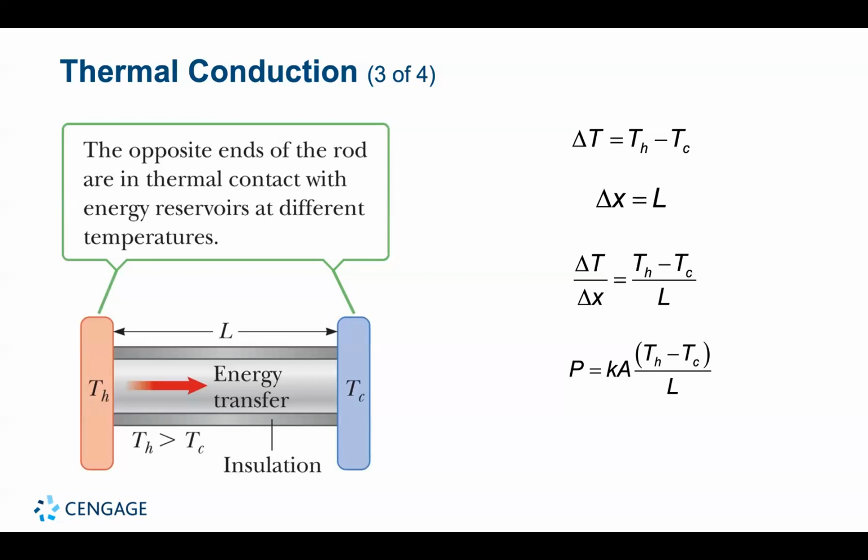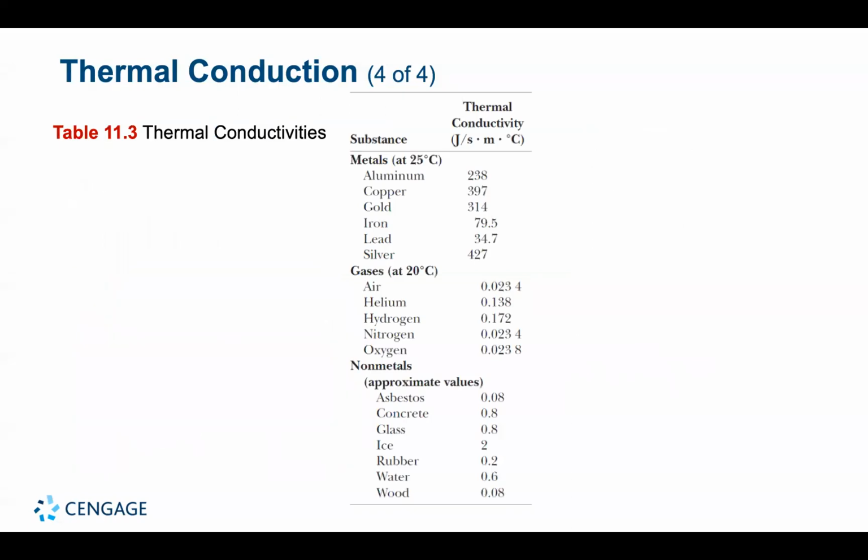The rate of energy transfer by conduction through the rod is given by the equation here, where K is the thermal conductivity, a proportionality constant that depends on the material. Substances that are good conductors have large thermal conductivities, and good insulators have low thermal conductivities. So here we have a table that lists the thermal conductivities for various substances, and so you can just keep that in mind.